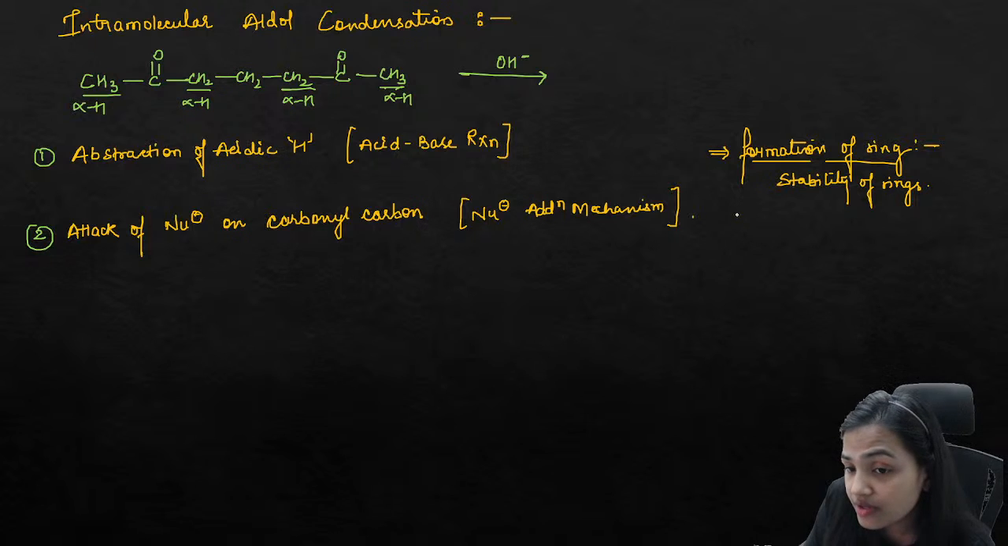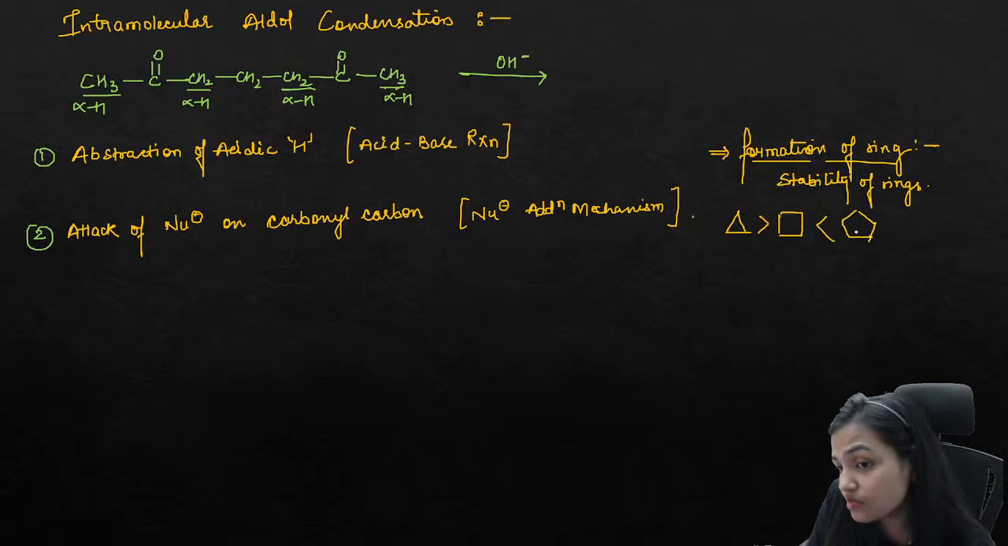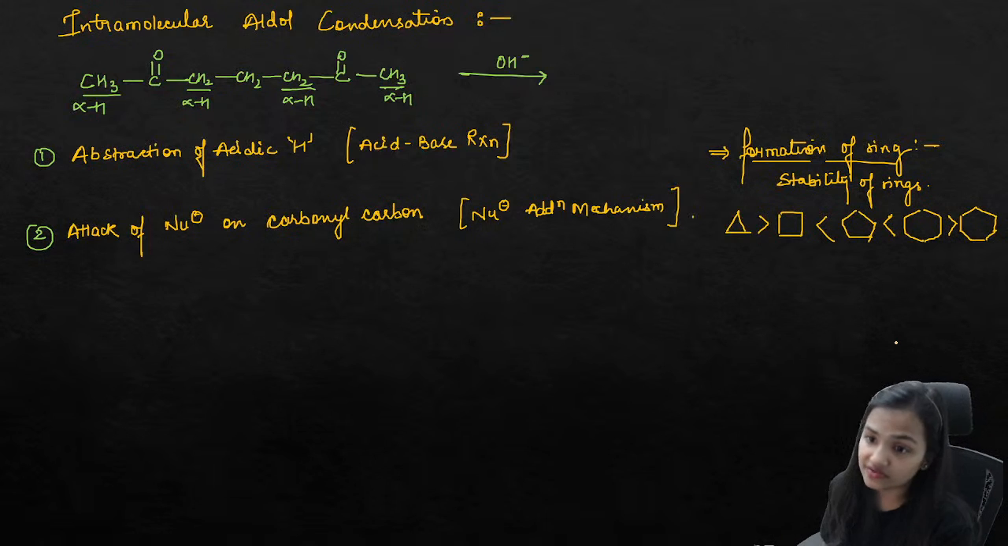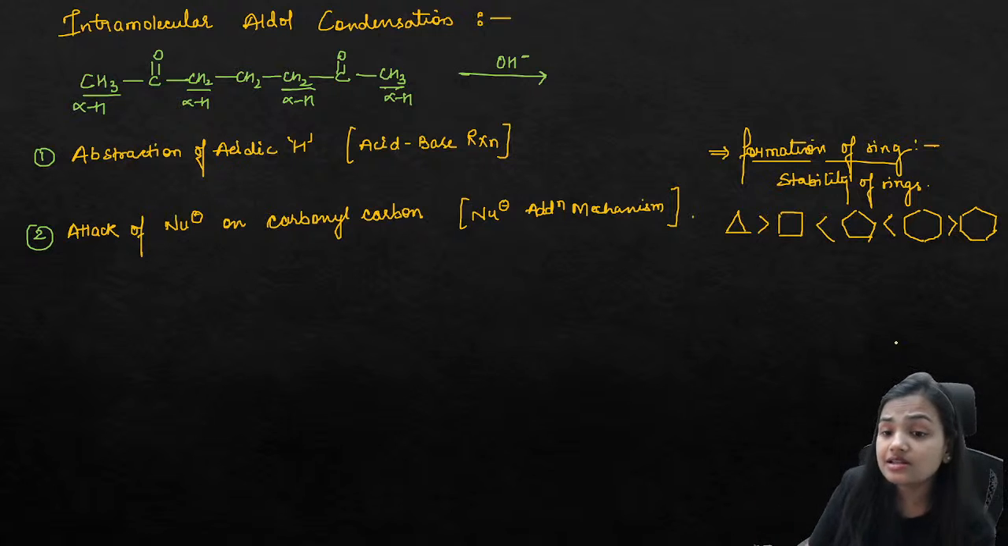And you need to know, if you are getting a 3-membered ring, this is going to be more stable than the 4-membered ring. If you are getting a 5-membered ring, then the 5-membered ring is more stable than the 4. If you are getting a 6-membered ring, the 6-membered ring is more stable than the 5. If you are getting a 7-membered ring, then let me tell you, the 6-membered ring is more stable than the 7. So this is the stability of the ring, and stability of the ring is more preferred.